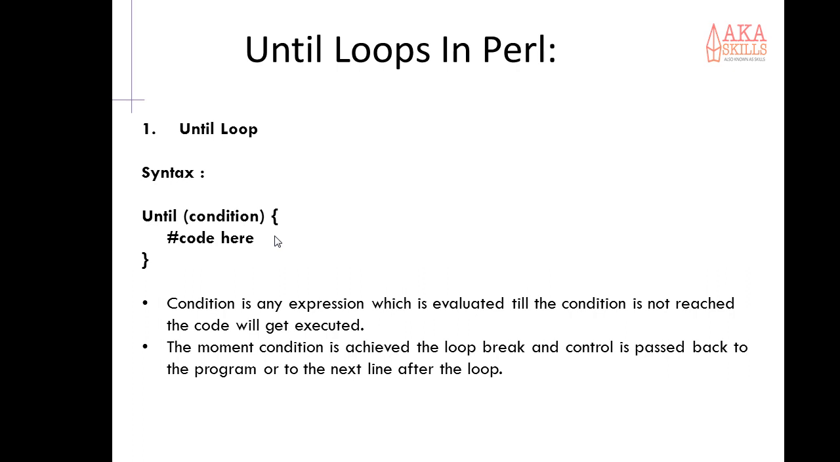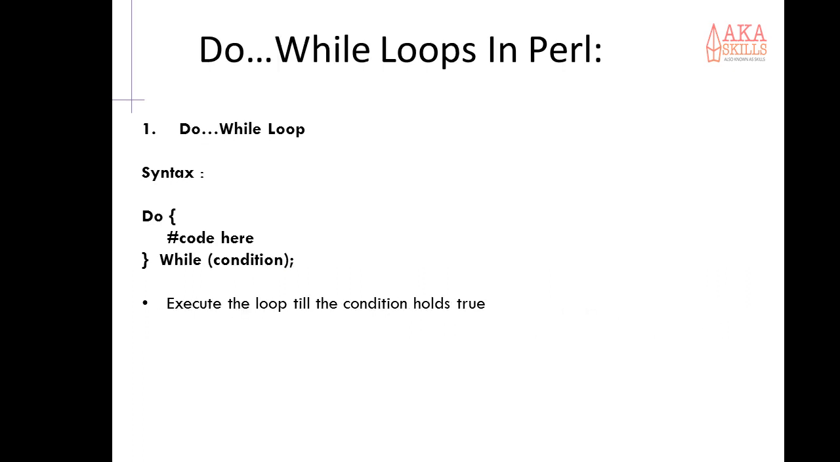Until loop is similar to while loop, but it just checks the condition in a different way. If I use the until loop, it checks until this condition, execute the code. So they are pretty much the same. It's only the way we write the condition inside the loop, that is while or until. In do while, the syntax has changed. Instead of while condition, we say do this particular stuff while the condition is this. So this will keep on getting executed till the time the condition is not false.